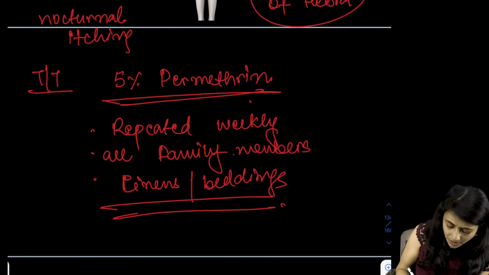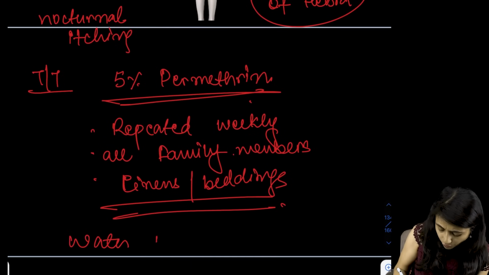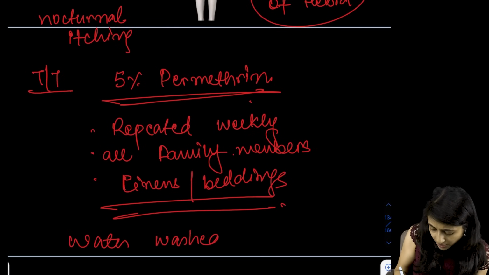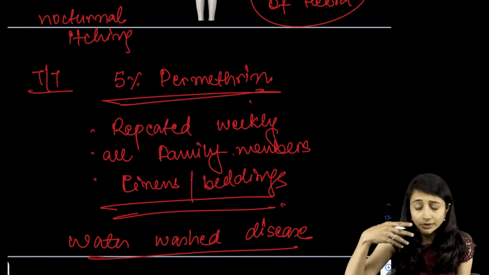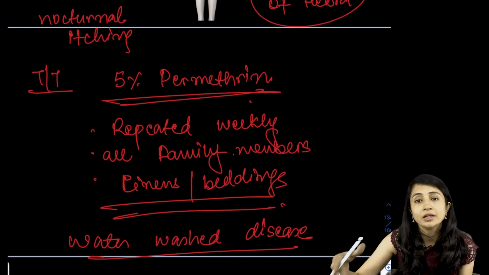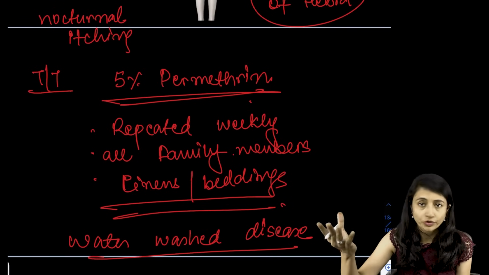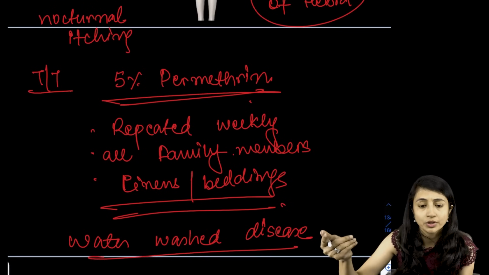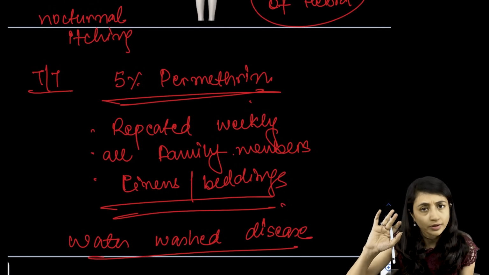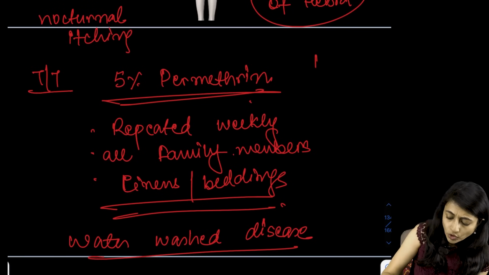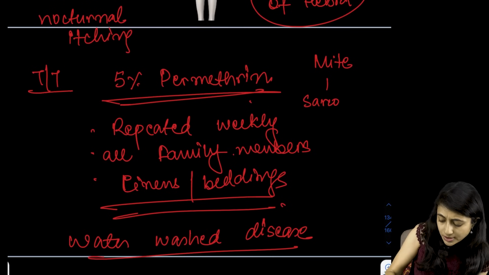Then they have once asked you, what is it? It is a type of water washed disease. A disease where if you take a bath, if you keep your hygiene well, the disease can be washed off with water. This is how you can remember it. It is usually seen in overcrowded places, right? So you know what is it caused by? It is caused by a mite called Sarcoptes scabiei.